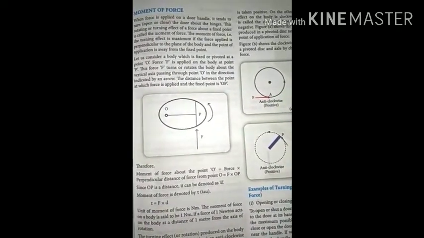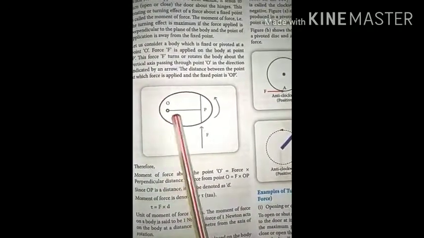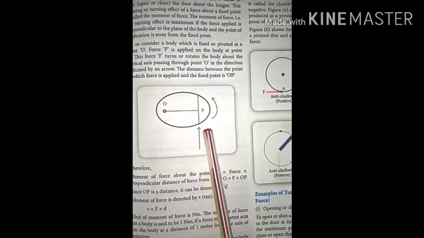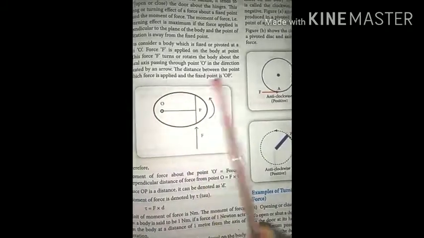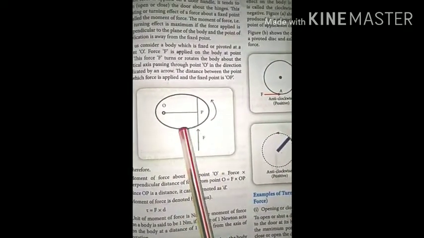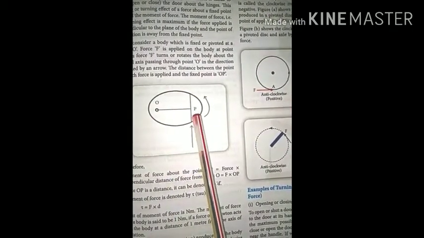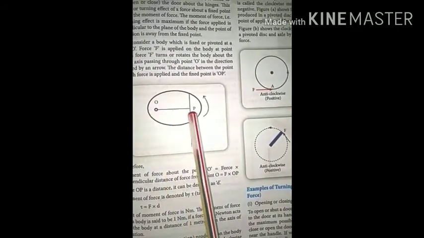Let us consider a body which is fixed or pivoted at a point O. This is the point O where the body is pivoted or fixed. Force F is applied on the body at point P. This applied force F rotates the body about the vertical axis passing through the point O, in the direction shown by the arrow head. The distance between the point at which the force is applied, that is P, and the fixed point O is OP.